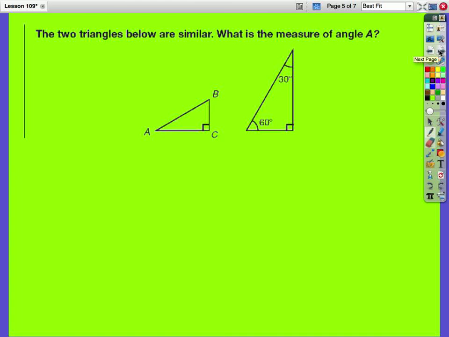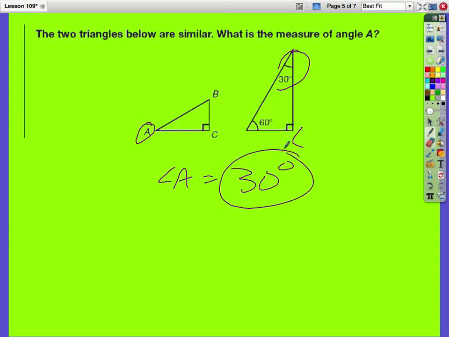Here, these two triangles are similar. I want to know the measure of angle A. Okay? So notice angle C is at right angle. And angle A is coming off that tall side of our triangle. So the tall side here, that angle is 30 degrees, so angle A needs to be 30 degrees. And angle B would be 60 because that's coming off that smaller side.